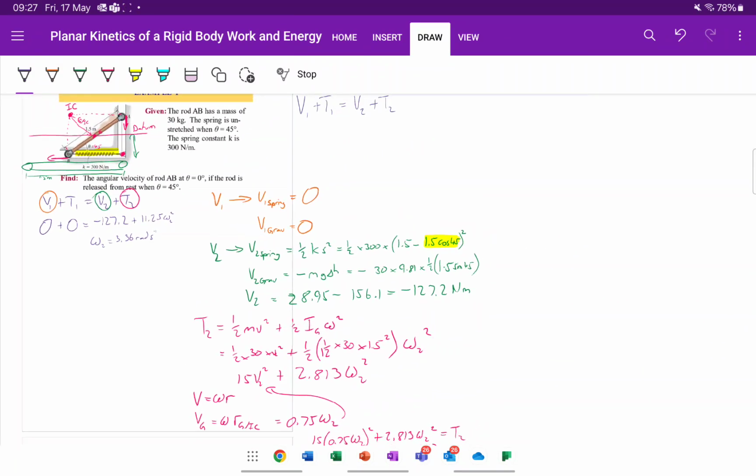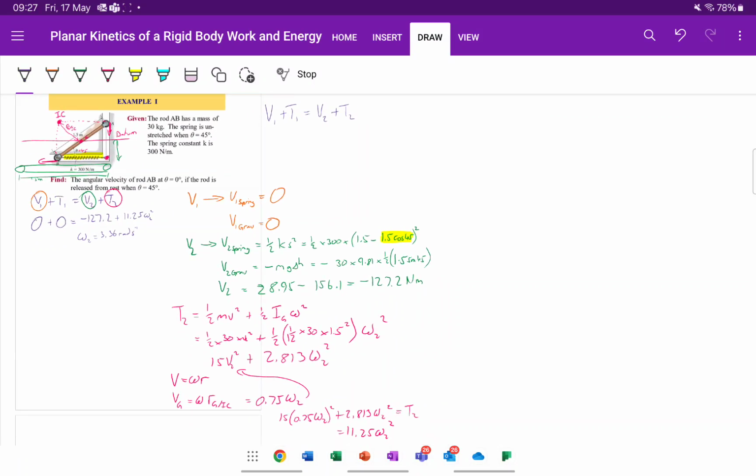So very similar to the previous example, apart from we're conserving energy now rather than doing work within the question.